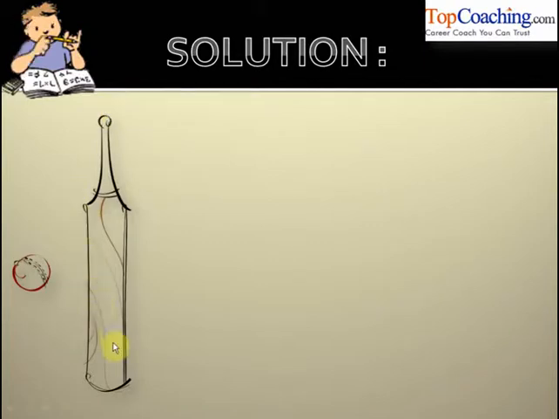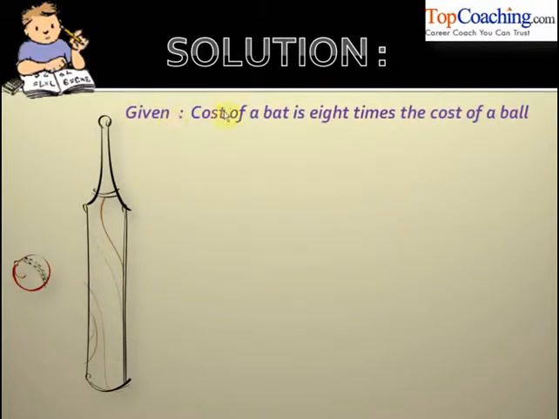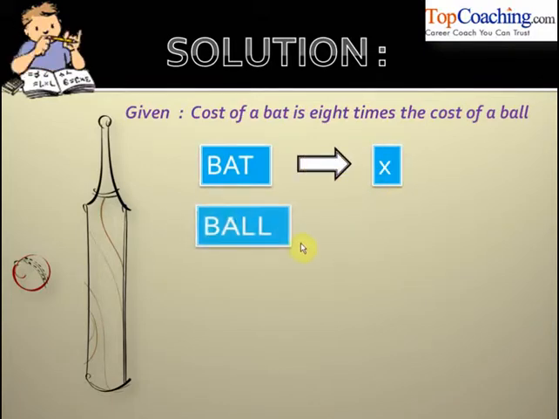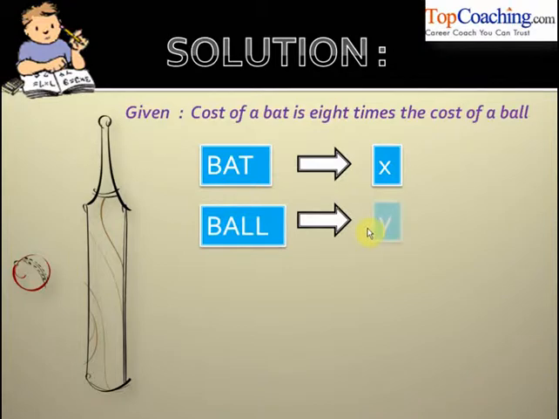So this is the required bat and this is the ball. Now the given condition is the cost of a bat is 8 times the cost of a ball. The cost of the bat is actually equal to x and the cost of the ball is actually equal to y. So we have taken the cost of the bat to be equal to x because we do not know the cost of the bat. So we can take it as a variable x. And similarly, let us take the cost of the ball as equal to y.